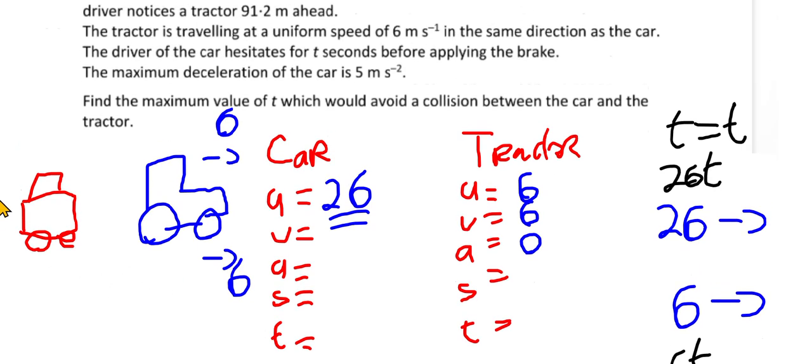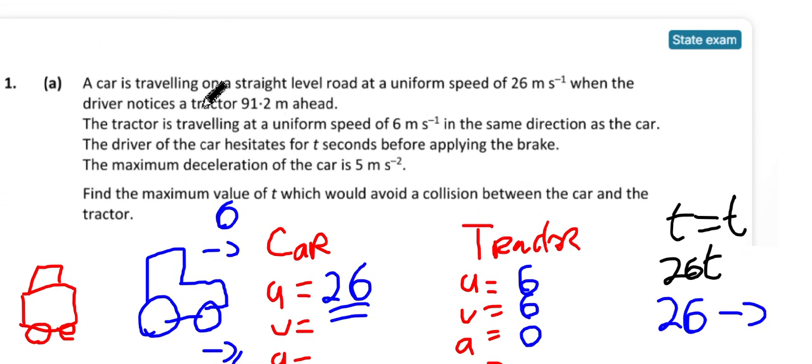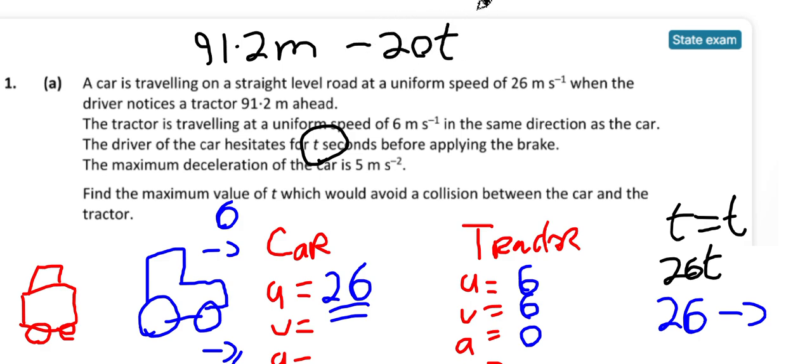So would you all agree, because it delays t seconds, you were 91.2 meters in the lead, but because of that delay, 20t has entered the chat. Agreed? Okay. So you've lost a distance of 20t.